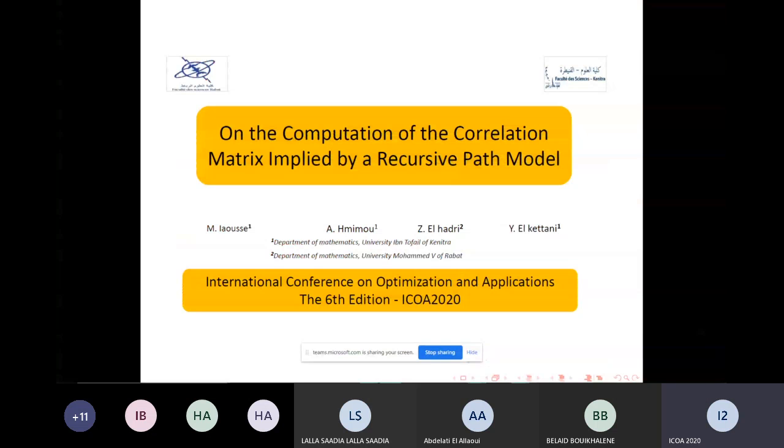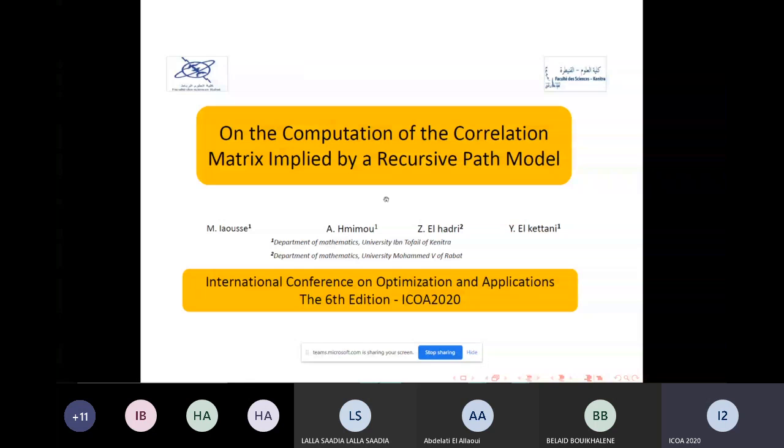Thank you. So I would like to thank ICOA2020 for this event, and I would like to thank my co-workers, namely Amal Hmimou, and my supervisors Zohar Hadri and Yusri El-Kittani. So I'm going to introduce path analysis. I'm going to be quick because I think you saw the presentation.